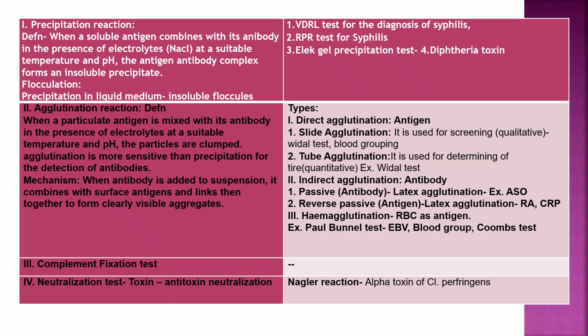Indirect agglutination: detection of antibody, so passive antibody detection, latex agglutination, example ASO. Reverse passive antigen detection, latex agglutination method, example RA. Hemagglutination, so RBC is used as an antigen. Examples: Paul-Bunnell test for Epstein-Barr virus detection, blood group tests. Third is complement fixation test, and fourth is neutralization test. In that, toxin antitoxin neutralization is there. Example is the Nagler reaction used for detection of alpha toxin of Clostridium perfringens.